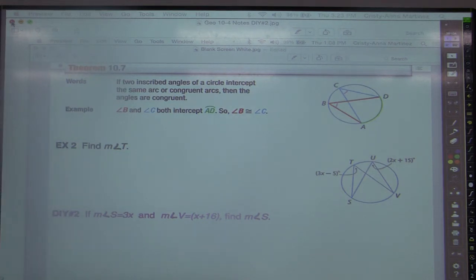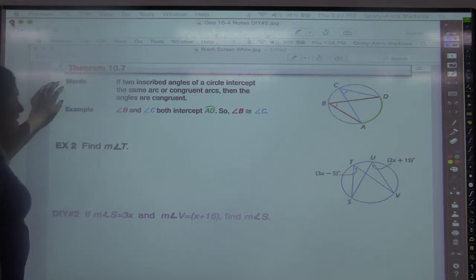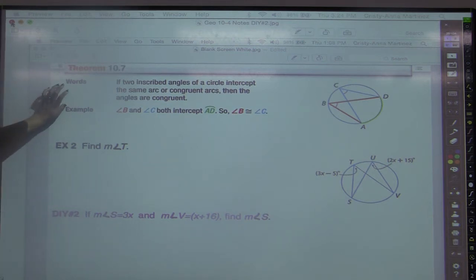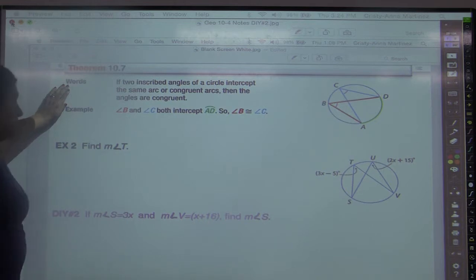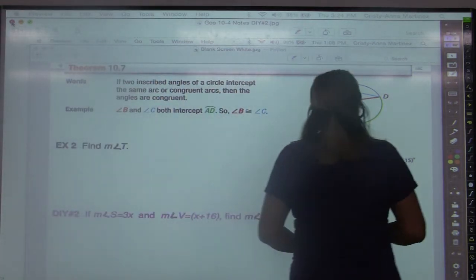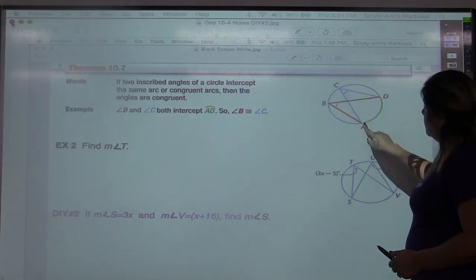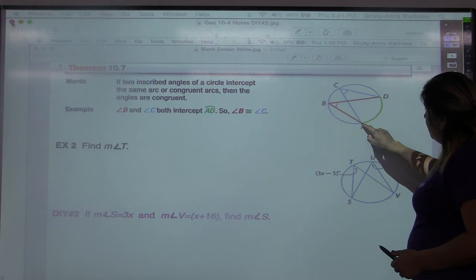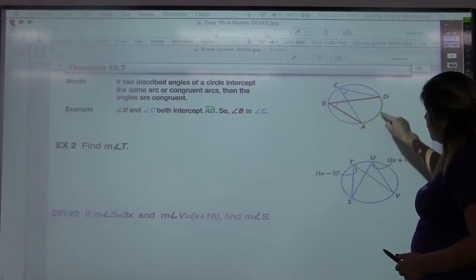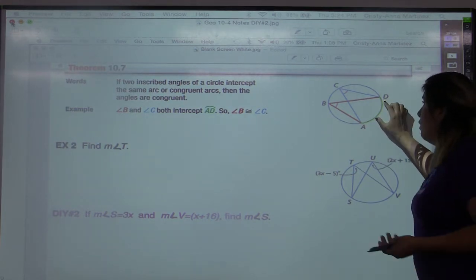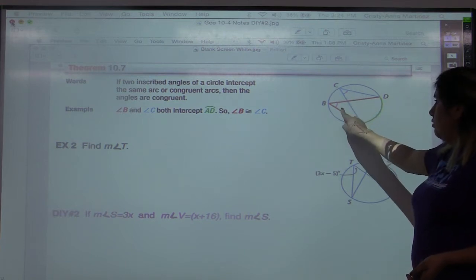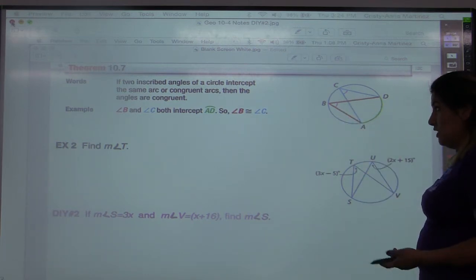And for our next example, we have another theorem. Theorem 10.7 doesn't have a special name, but the theorem states that if 2 inscribed angles of a circle intercept the same arc or congruent arcs, then the angles are congruent. So you can see over here that we have this angle DBA in red and the angle DCA in blue, and both of those angles have an intercepted arc of AD, which is this green portion here, and because they intercept the same arc, those 2 angles, angle C and angle B, will be congruent angles. That's basically what the theorem is saying.